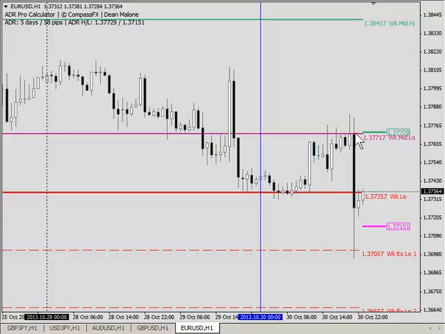FOMC comes out, look what it does. Right through the weekly low and right down to the weekly extension number 1 low level. These are just ways to go about trading with the average daily range.